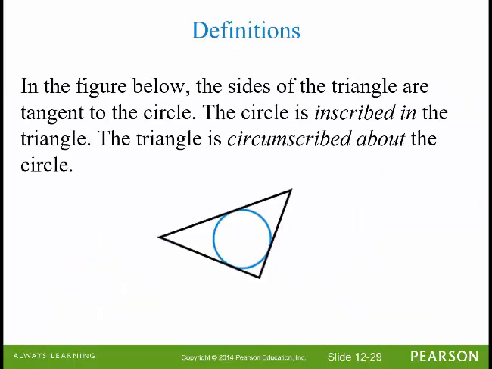All right, and a couple more things. In the figure below, the sides of the triangle are tangent to a circle. You can see this side, this side, and this side are all tangent to the circle at one point. The circle is what's called inscribed in the triangle, and the triangle is circumscribed about the circle.